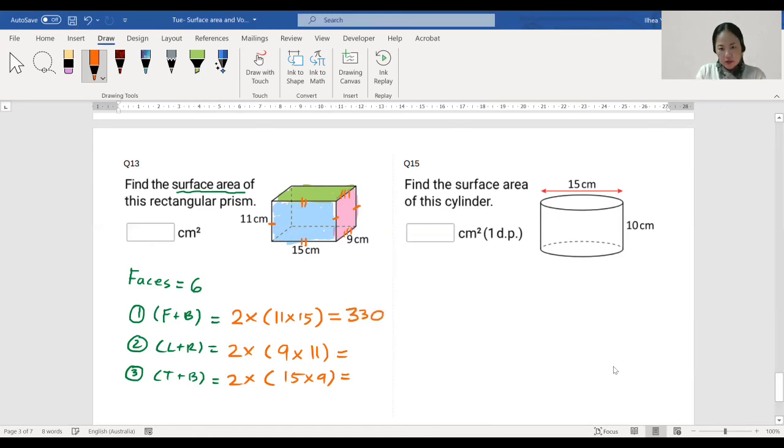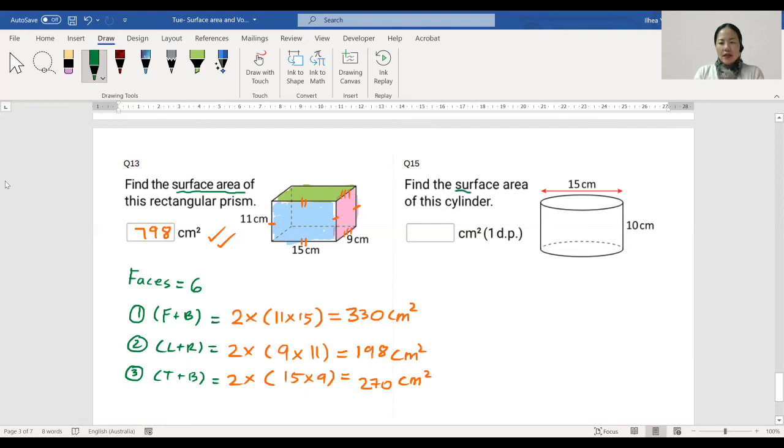Okay, Justina, could you please calculate for the first one? 330. What's that second one? 198. And the last one? 270. Okay, so when you add them all together, what do you get? 798. 798 square centimeters. Excellent. Great job. Thank you.